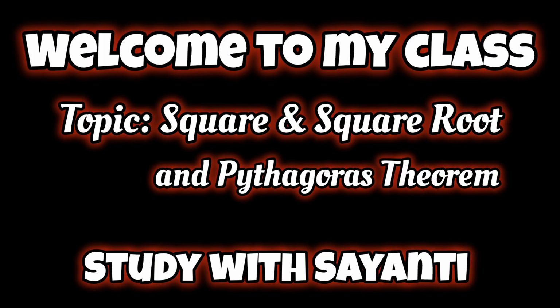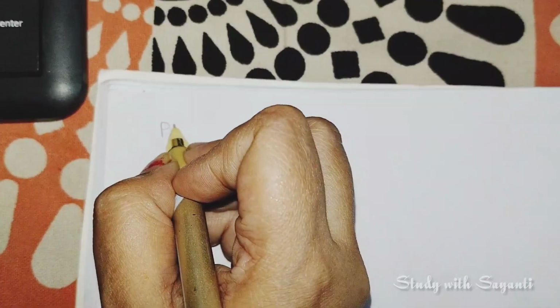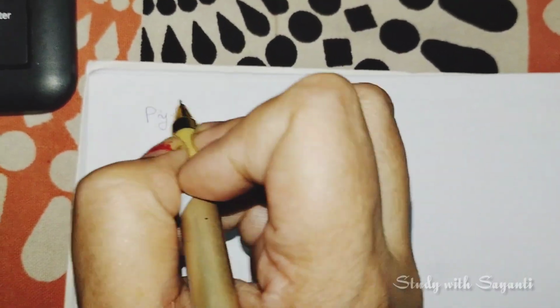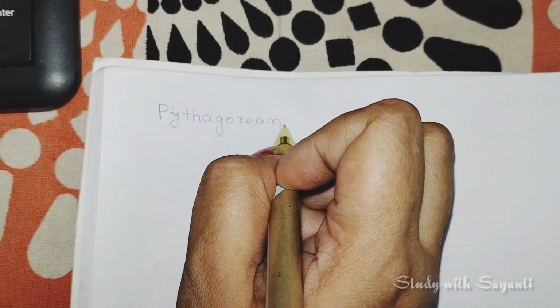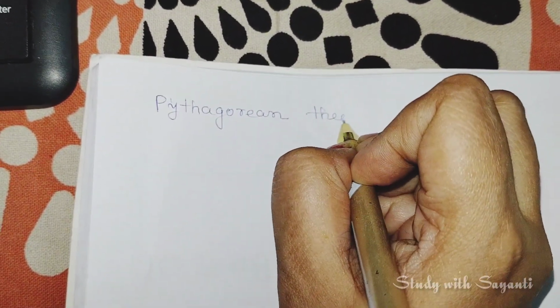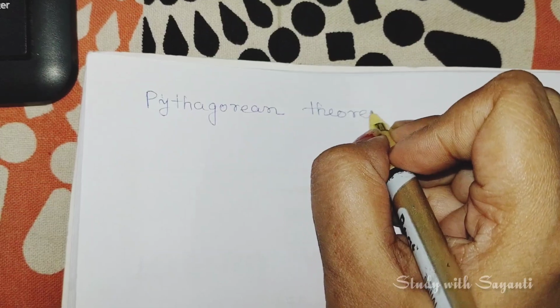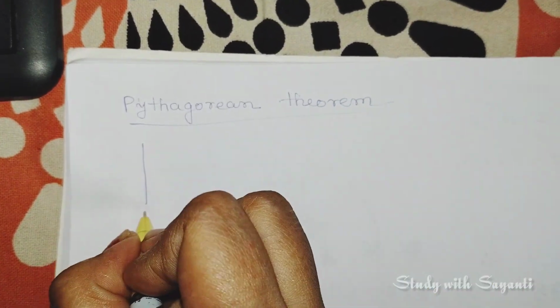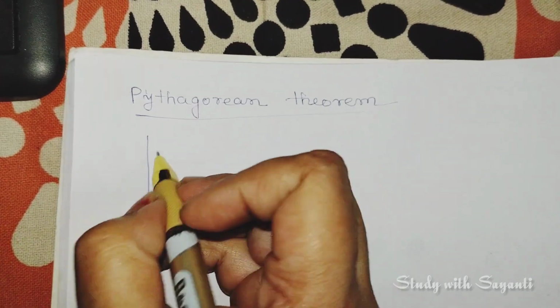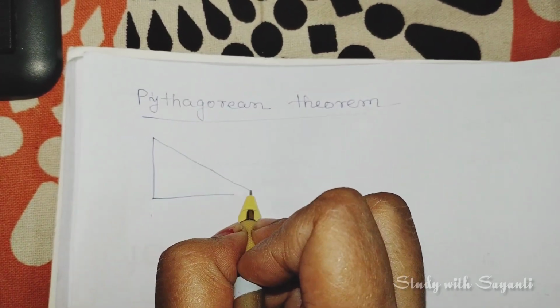Welcome to my class. Today we are going to discuss two topics. The first one is Pythagoras Theorem or Pythagorean Theorem. Generally, we need a right angle triangle. In this case, it is applicable in right angle triangle only. So let's draw a right angle triangle.